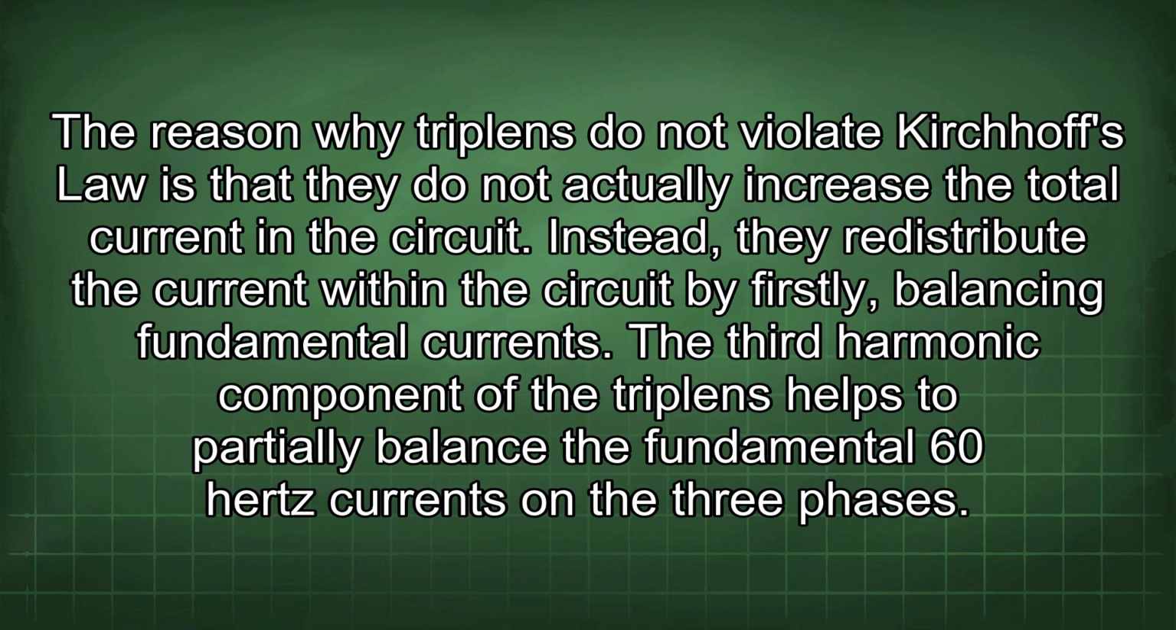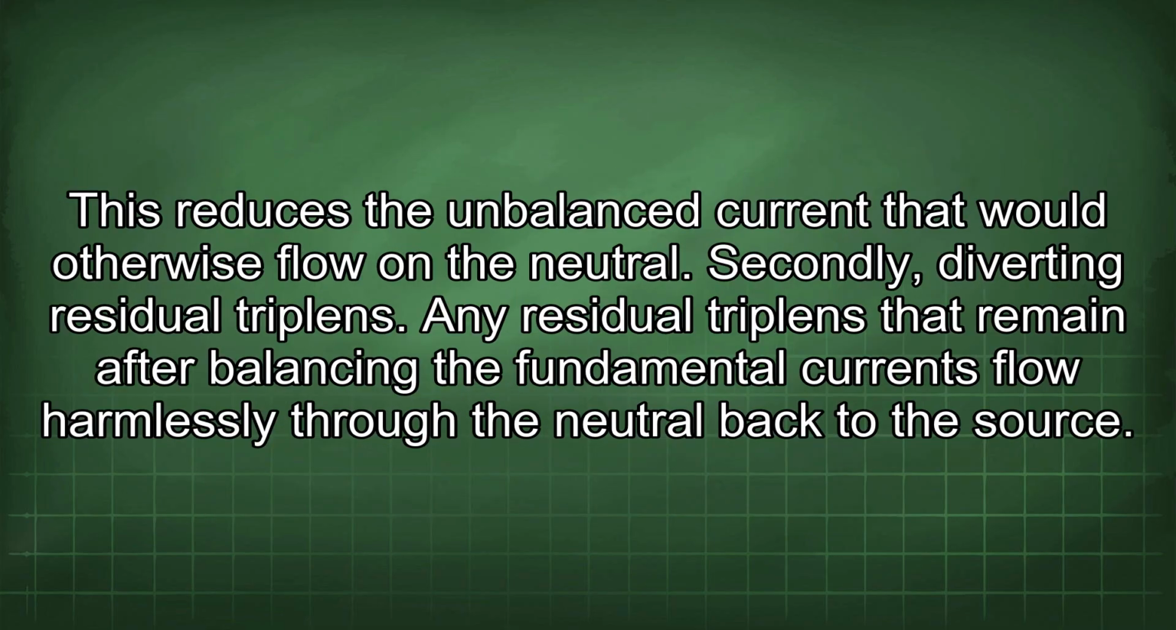The reason why triplens do not violate Kirchhoff's law is that they do not actually increase the total current in the circuit. Instead, they redistribute the current within the circuit by, firstly, balancing fundamental currents. The third harmonic component of the triplens helps to partially balance the fundamental 60 Hz currents on the three phases. This reduces the unbalanced current that would otherwise flow on the neutral.